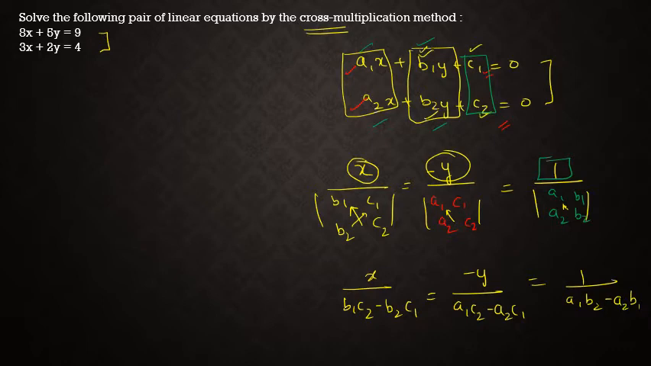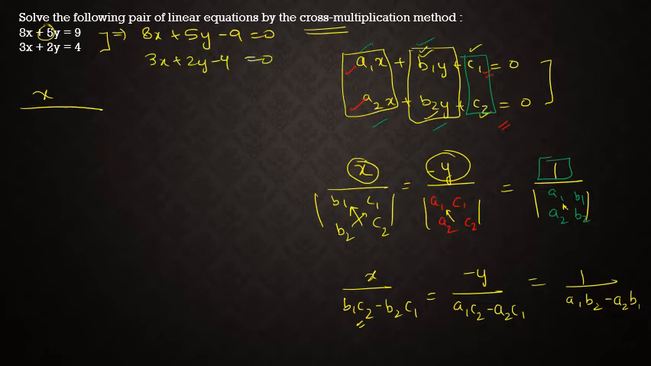What you have got is x upon b1c2. b1 is what? 5. c2 is what? So firstly take them onto the left hand side, minus 9 and then 3x plus 2y minus 4, right? So b1c2, 5 fours are 20, minus b2c1, b2 is 2, c1 is minus 9. So 2 nines are 18, minus 18.